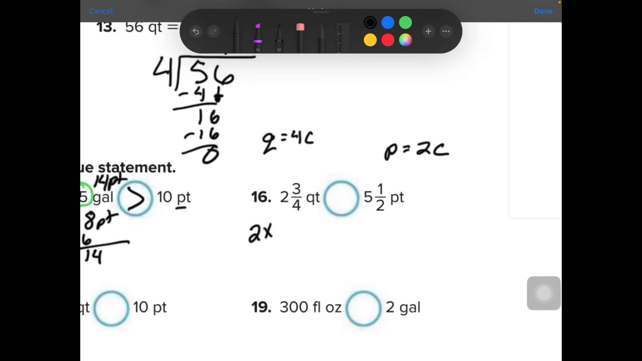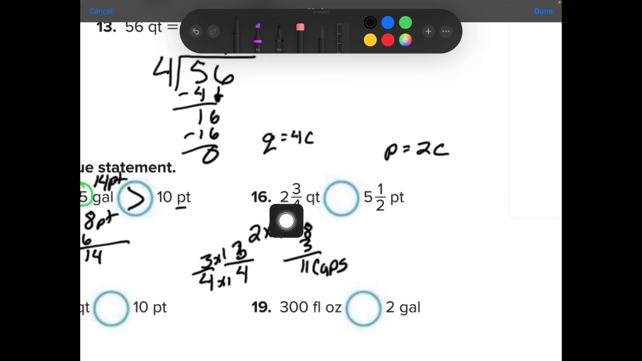So we have 2 times 2 quarts times 4 cups each equals 8 cups total. Then we can figure out 3/4 of a quart. Because there are 4 cups in a quart, so just times by 1, right? So I'm going to add 3 more cups. 8, 9, 10, 11. So I'm going to have a total of 11 cups. 11 cups is the same as 2 3/4 of a quart.